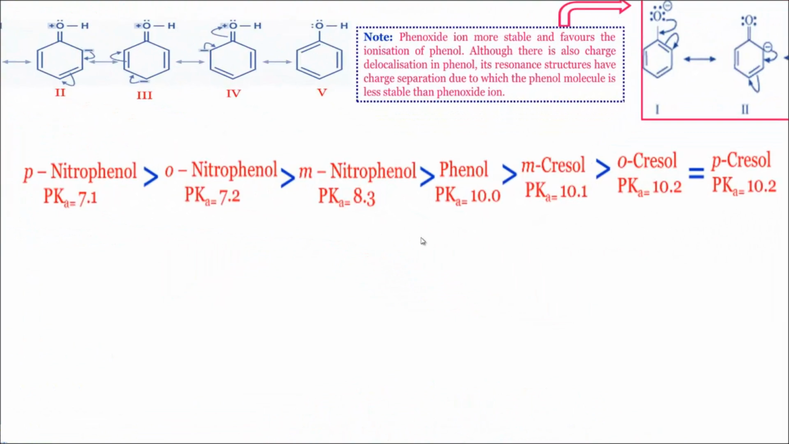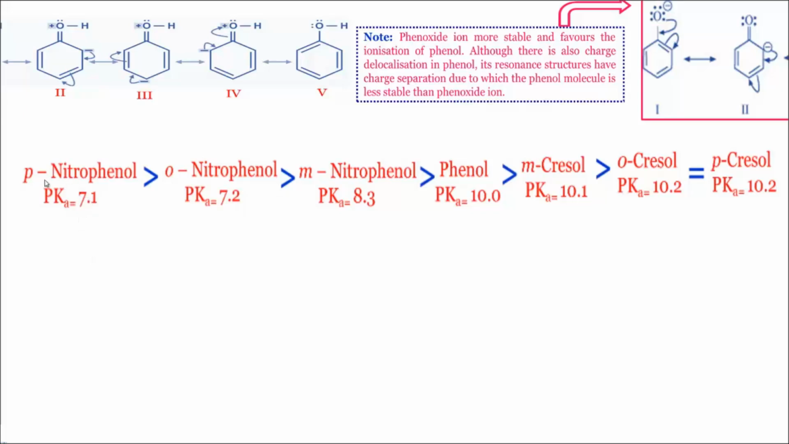Now, let's have a look at the different types of organic acids with their pKa values. The first under consideration, para-nitrophenol. What is para-nitrophenol? A nitro group attached in the para position to the phenol. Para position is the 4th carbon atom position. Now its pKa value is 7.1. The next isomer of this, ortho-nitrophenol, has a pKa value of 7.2.